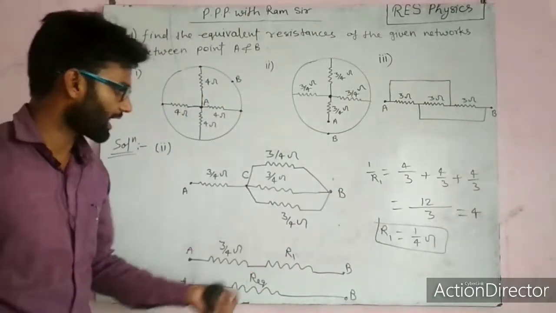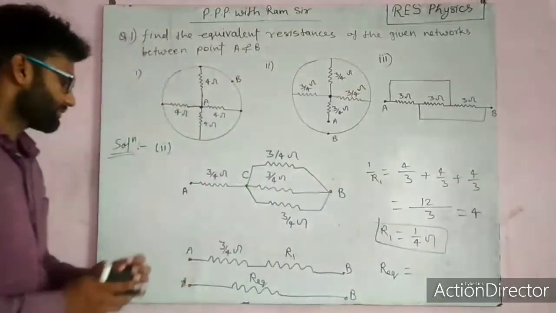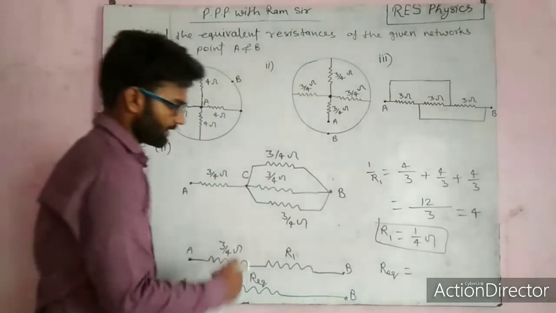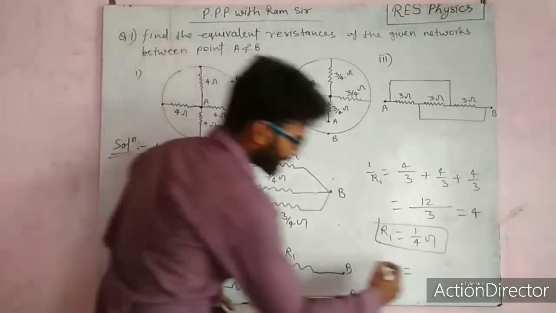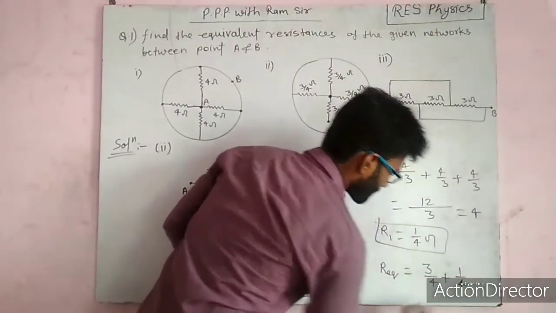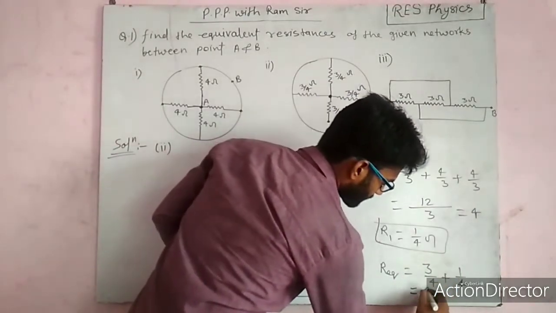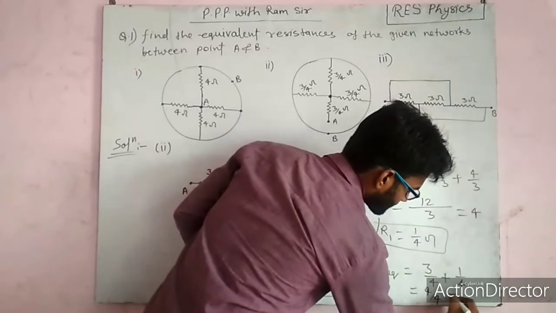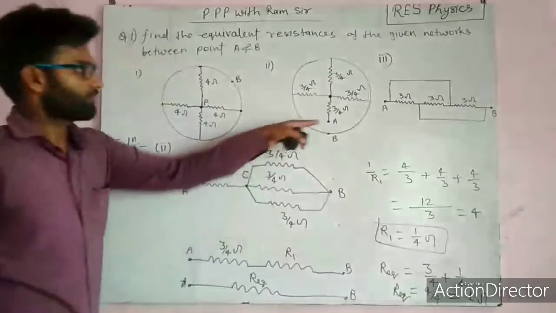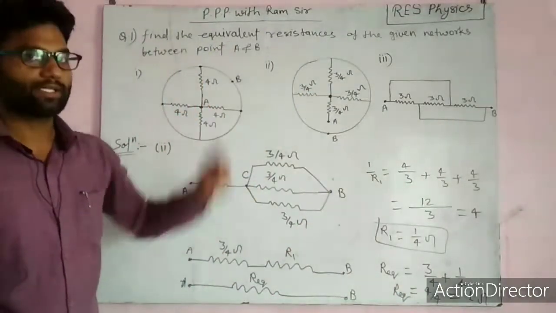Now R1 value we have calculated. Now we can calculate R equivalent. What will be R equivalent? R equivalent is the equivalent of this R1 and 3 by 4, right? And these are in series manner, so directly we can add 3 by 4 plus 1 by 4. Now 3 plus 1 is 4 by 4, that is equal to 1 ohm, right? So R equivalent for this whole circuit is 1 ohm. So hopefully this will be clear.